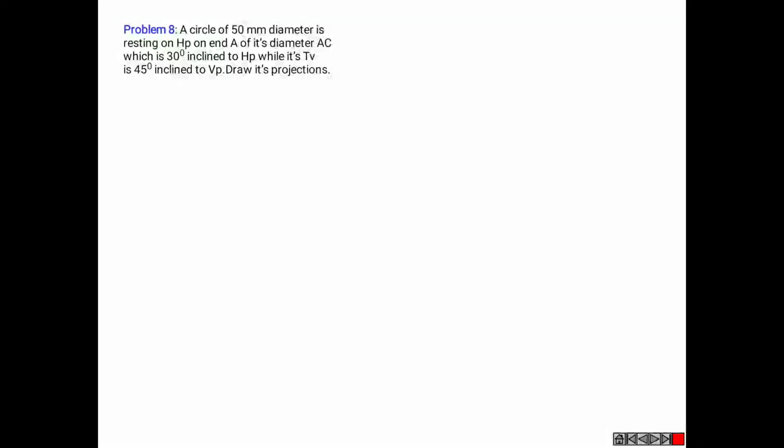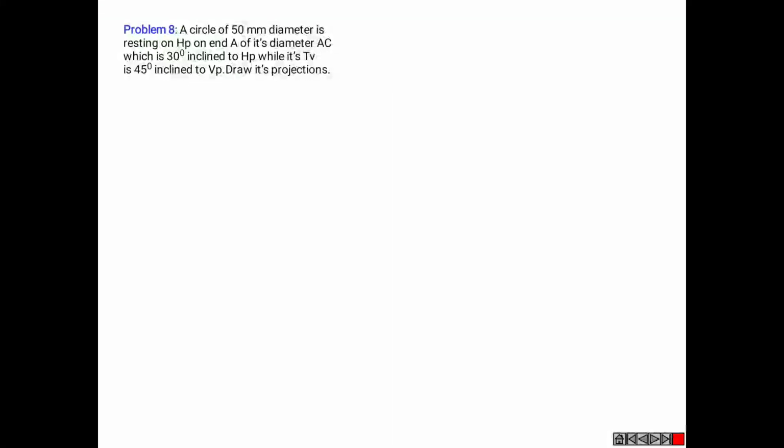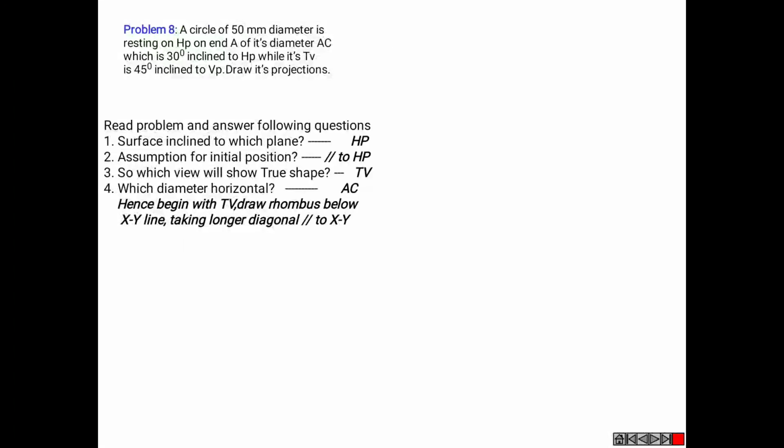So he has given you that a circle of 50 mm diameter is resting on HP on end A of its diameter AC, which is 30 degrees inclined to HP, while its top view is 45 degrees inclined to VP. So draw its projections.